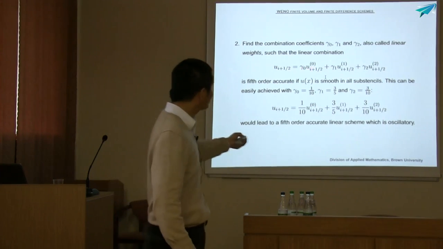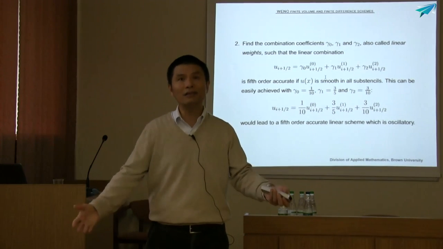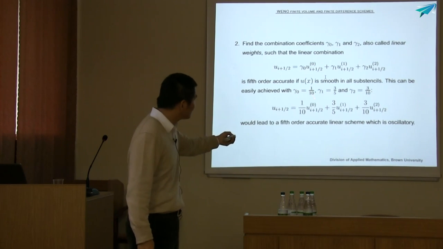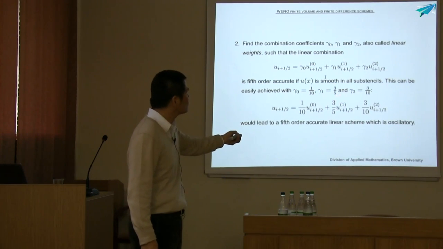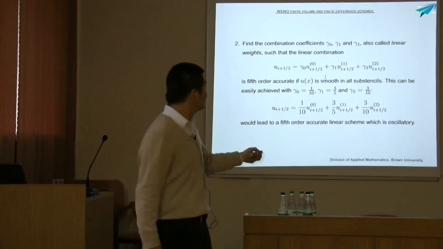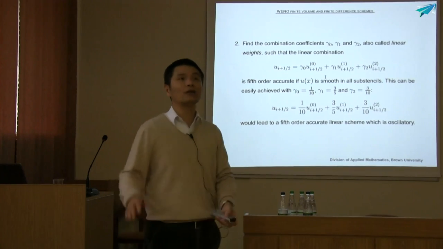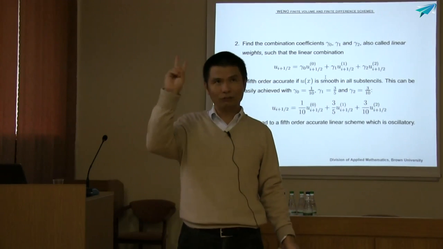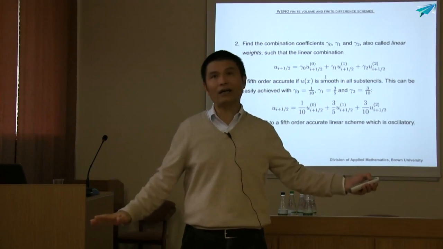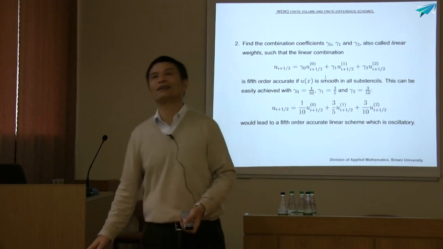So then these constants cannot be chosen arbitrarily. And you can work out, it's a little bit of algebra, that if you choose gamma 0 equals 1/10, gamma 1 to be 3/5, gamma 2 to be 3/10, then this linear combination will give you u_{i+1/2} to be fifth order accurate, so two orders higher. So these linear weights are chosen this way, purely on accuracy. It does not consider oscillation or non-oscillation.